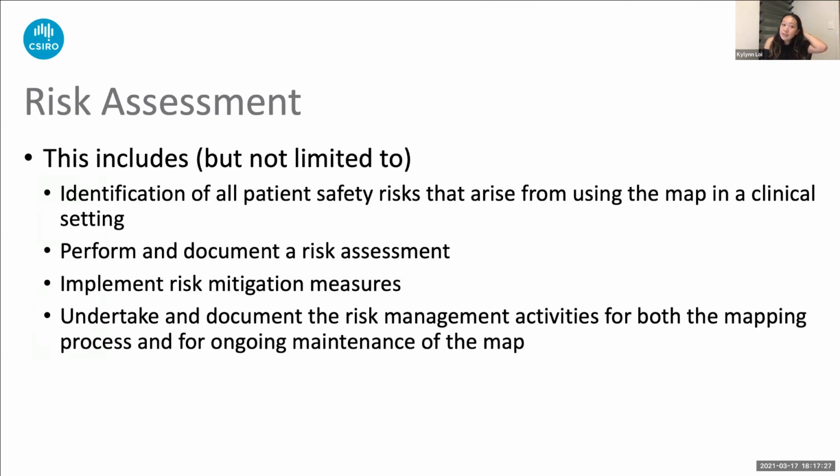When doing a risk assessment, we should be identifying all the patient risks, if there are any, and then perform and document these risk assessments, implement any risk mitigation measures, and obviously document all of these things. It is particularly important, where a map is being used for a clinical purpose, that a clinical risk management approach or plan for patient safety risks is clearly defined.